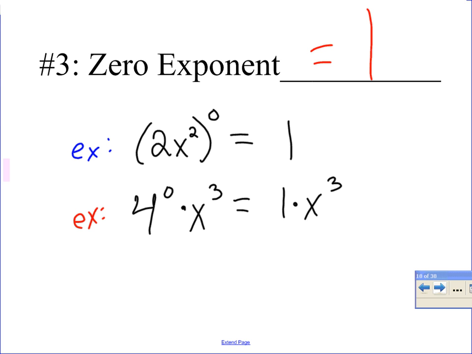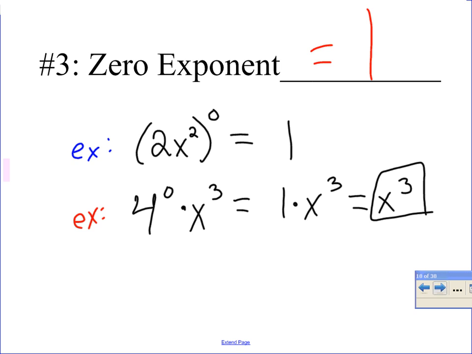Good job. 4 to the 0 power is 1, and then you're left with x to the third. 1 times x to the third is just x to the third. So anything to the 0 power is 1, but just be careful. They might make one term to the 0 power and not everything. So take your time on that.